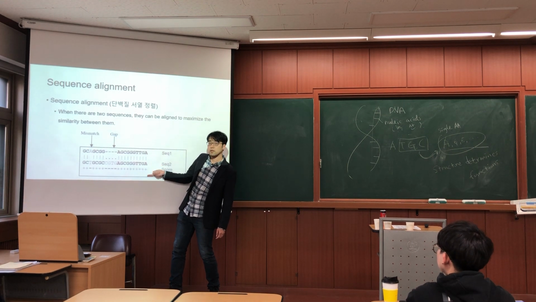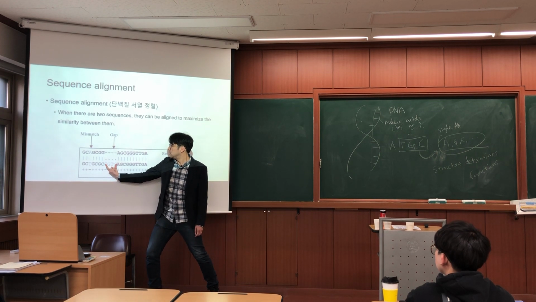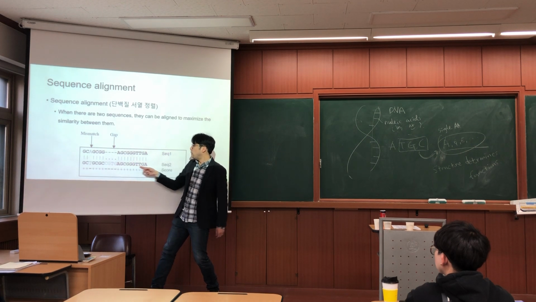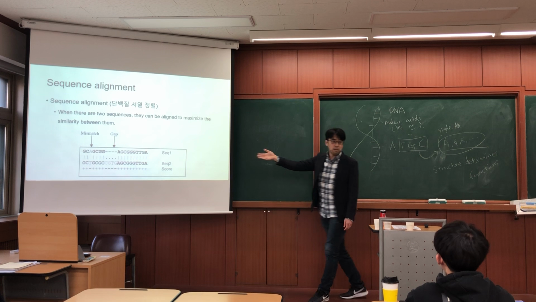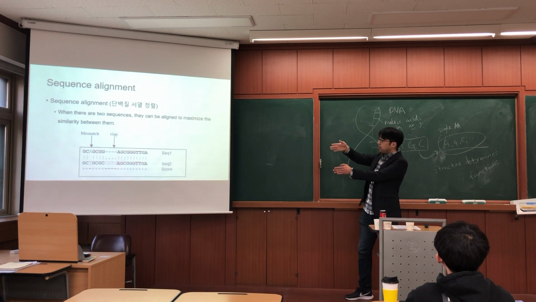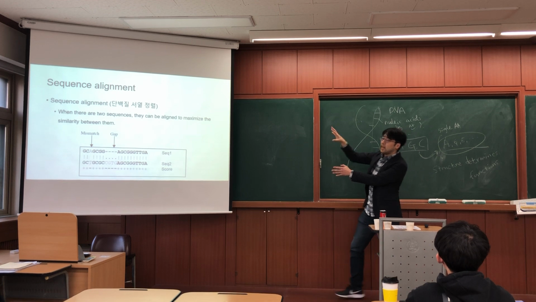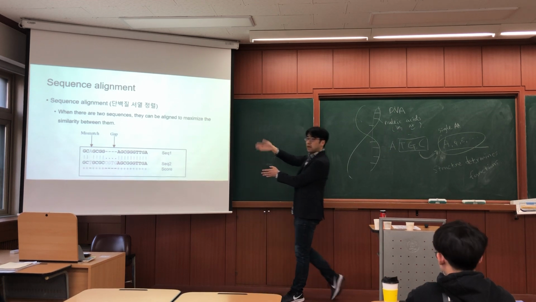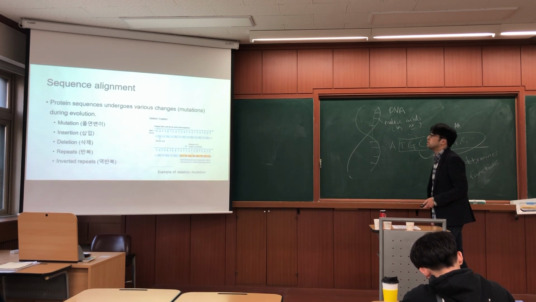They look very similar, right? They look very similar, but this one has some additional sequence in the middle. Except for these, they are almost the same, right? They are very similar. So alignment means aligning two sequences to be as similar as possible. I'll show you some examples.